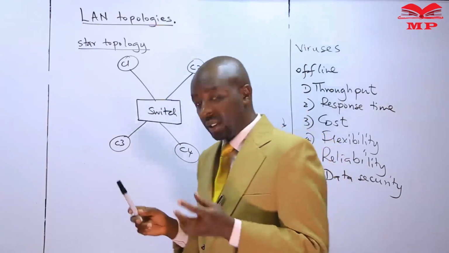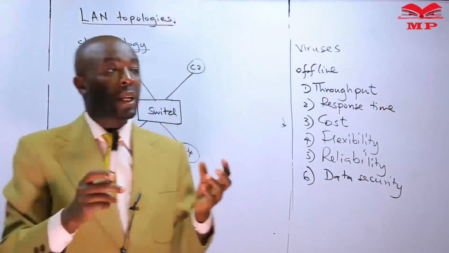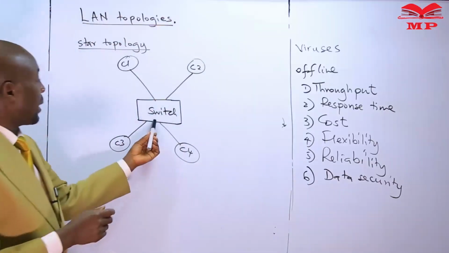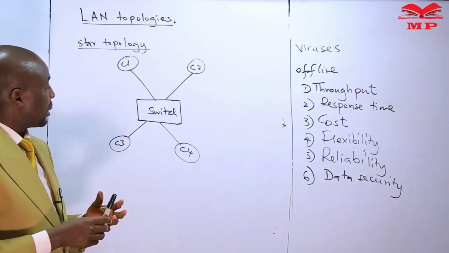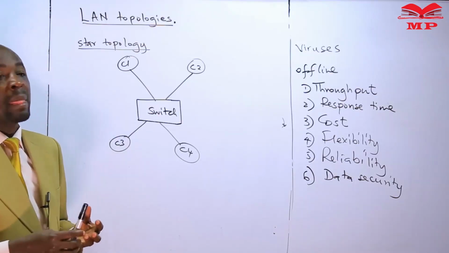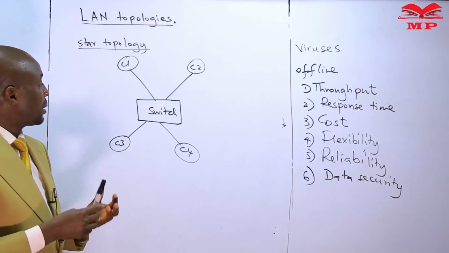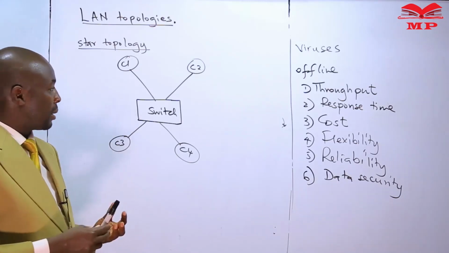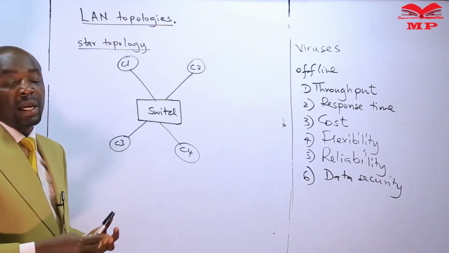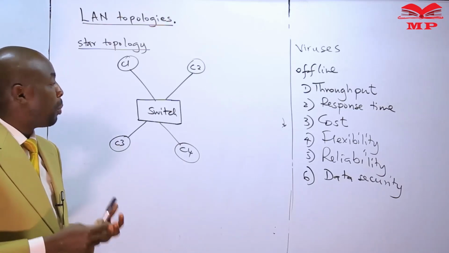If you look at the star topology, if I add the number of computers, I'm only adding them to the available ports on the switch. So adding computers does not compromise the response time of the network. That is in the star topology. And that tells us that we can easily expand the size of the star network or the star topology.